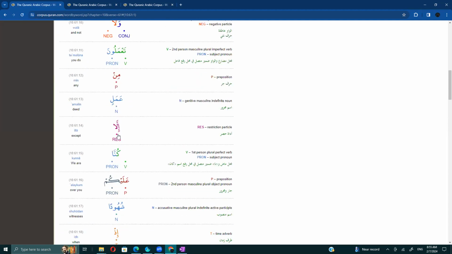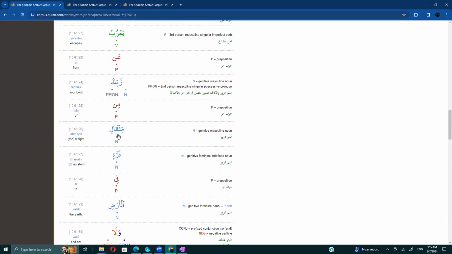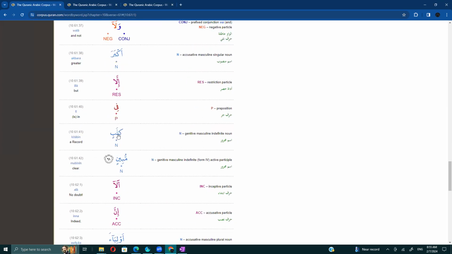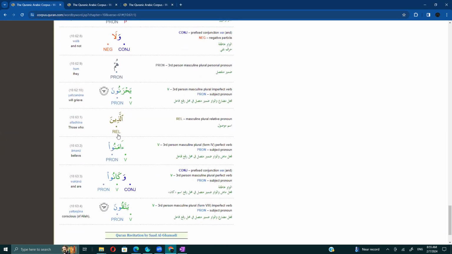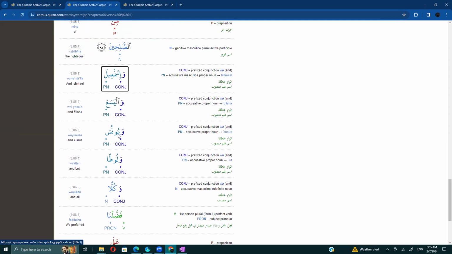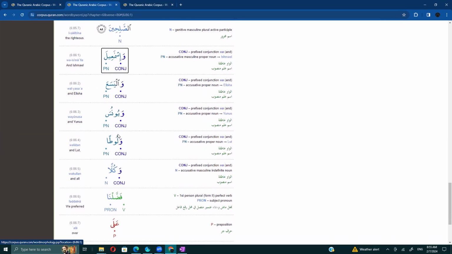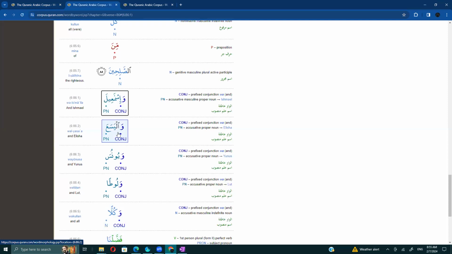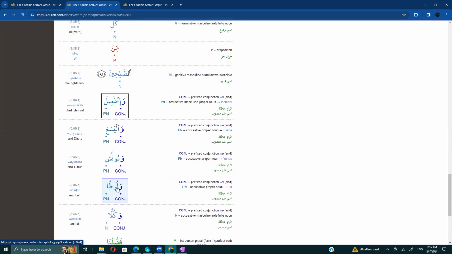Adun is also present. Adun, Adan, Adin. I'm just giving you some examples. And also Lutun, Lutan, Lutin. Even that is there. That is also fully flexible, a munsarif noun. Like here you can see. Wa Ismaila, wa Yas'a, wa Yunusa, wa Lutan, wa kulla faddalna. So Ismail, and then we have wal Yas'a, wa Yunus, and wa Lut. Okay, these are the words.